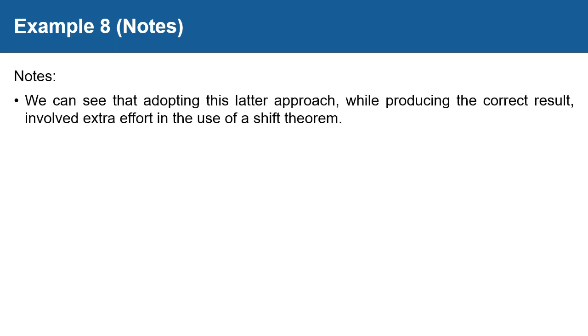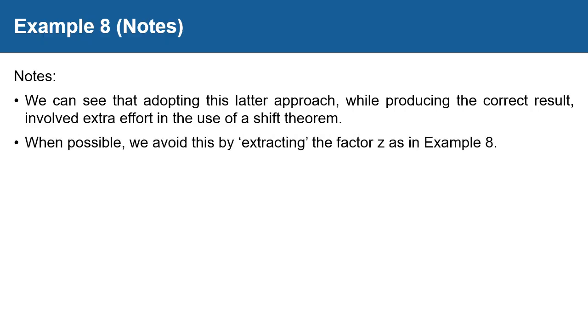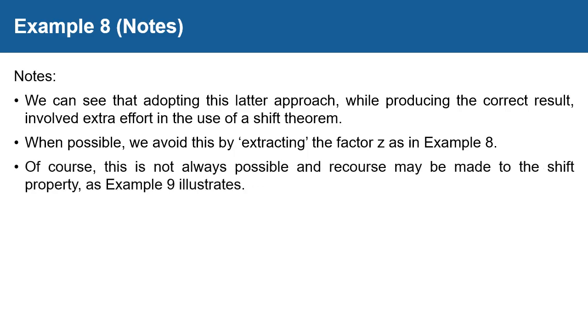Notes for example 8. We can see that adopting this latter approach, while producing the correct result, involved extra effort in the use of a shift theorem. When possible, we avoid this by extracting the factor Z as in example 8 in the first solution. Of course, this is not always possible, and recourse may be made to the shift property, as the next example will illustrate.